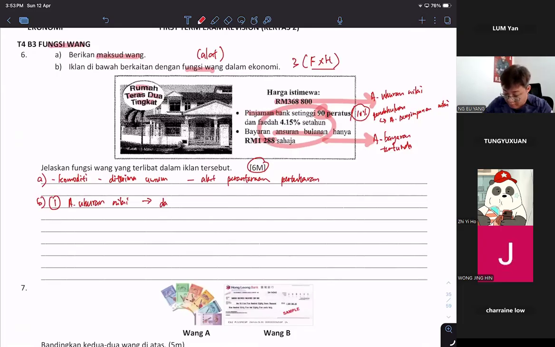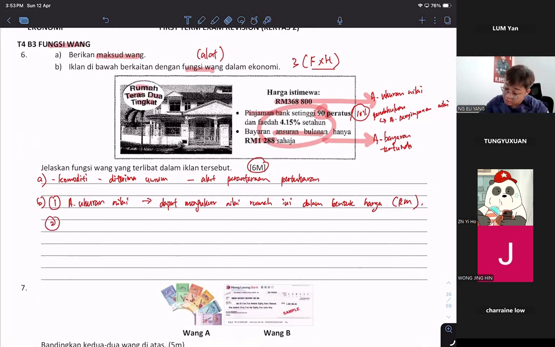So dapat mengukur atau menilaikan, same thing, mengukur nilai rumah ini dalam bentuk harga (RM), dalam sebutan ringgit Malaysia. So I just bracket RM. You guys have to finish in a short sentence. The dalam bentuk harga is dalam sebutan ringgit Malaysia. So this is your 2 marks.